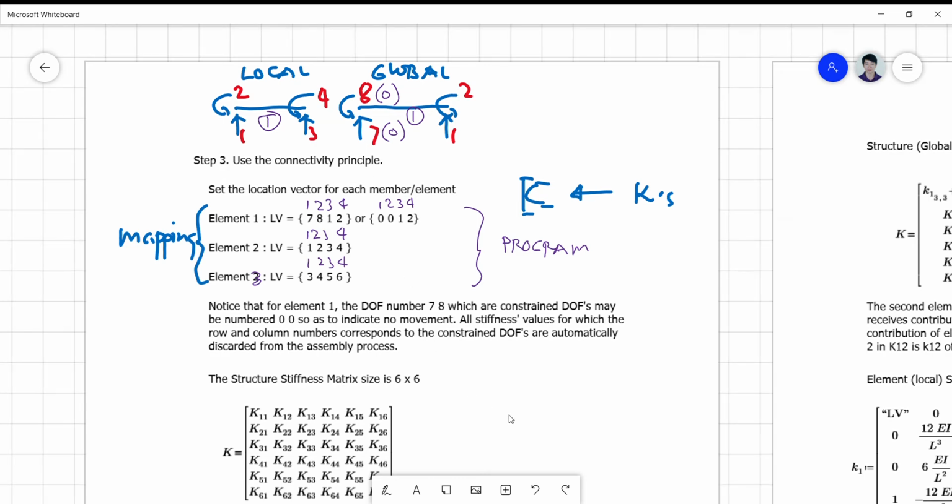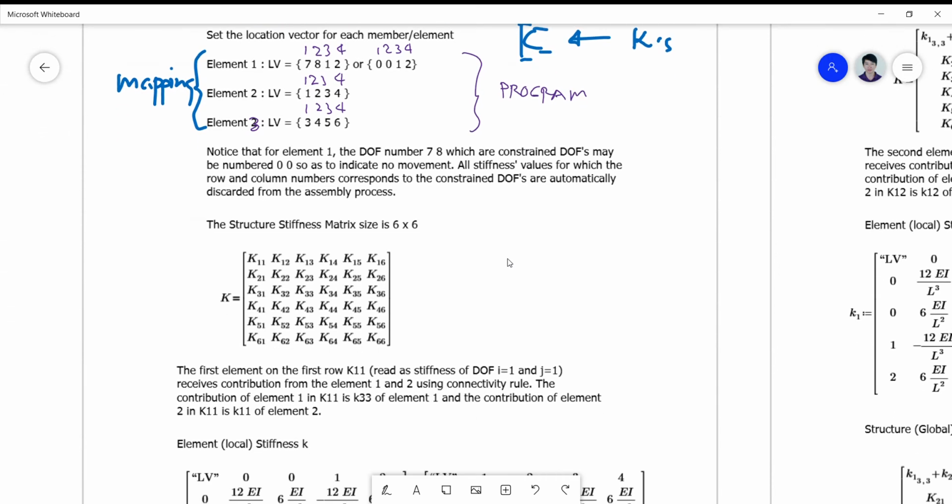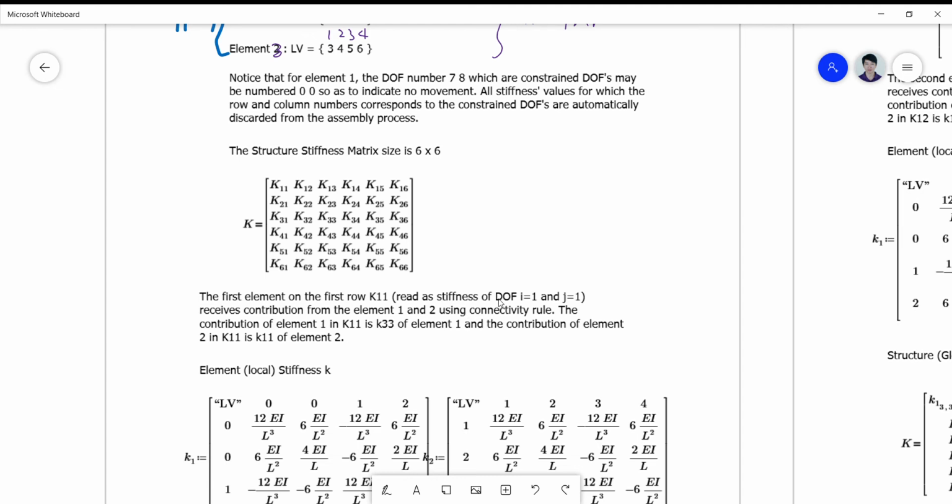Okay, so take note that the structure stiffness is a 6 by 6 matrix in this form, numbered in terms of row and column. And the first element of the first row, K11, read as the stiffness of DOF I equals 1 and J equals 1, receives contribution from the element 1 and 2 using the connectivity rule, so that the contribution of element 1 in K11 is K33 of element 1, and the contribution of element 2 in K11 is small k11 of element 2. So what does this mean?